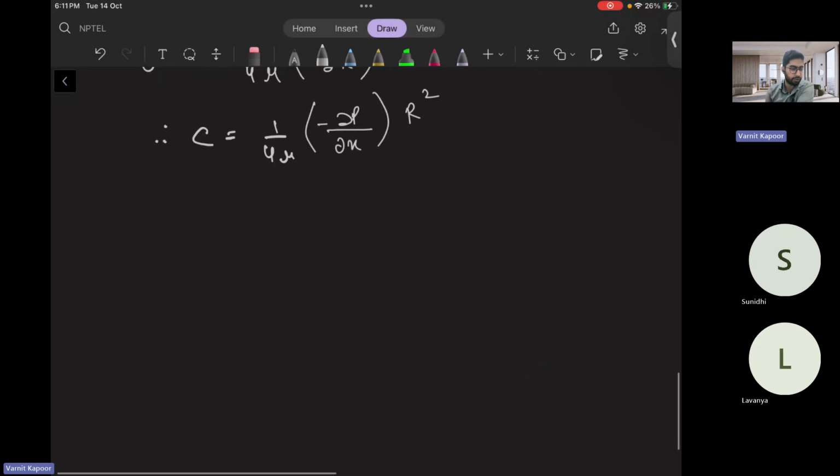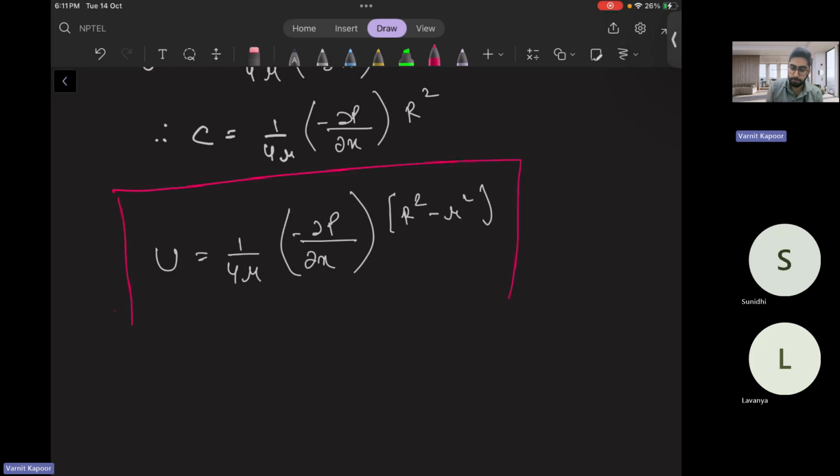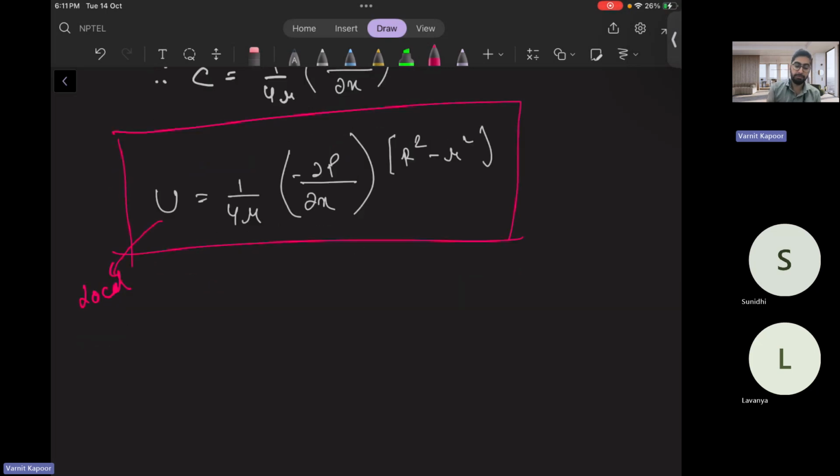So you'll get your velocity profile distribution as U is equal to 1 by 4 mu, minus dou p by dou x, into small r square minus capital R square, with a negative sign outside. So it becomes positive: capital R square minus small r square. This is your final velocity profile distribution, and this is your local velocity. We know that at the center line the velocity will be maximum, so at r equal to 0, your u is u max.